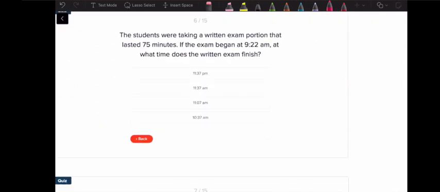The next problem states, the students were taking a written exam portion that lasted 75 minutes. If the exam began at 9:22 a.m., at what time does the exam finish? So, a total of 75 minutes. I want to know what that's going to be in terms of hours and minutes. So I have 75 minutes.